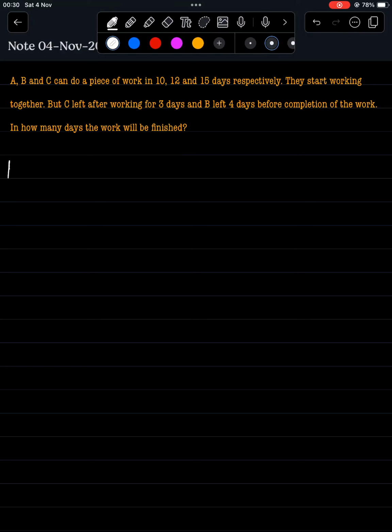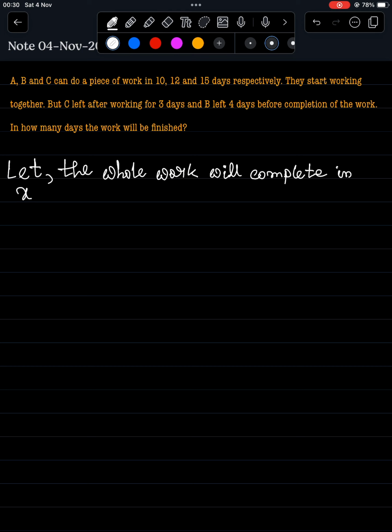Welcome students, today we will solve this problem where A, B and C do a piece of work in 10, 12 and 15 days respectively. We are asked to find out in how many days the total work will be finished. So at first we assume that the total work will be completed in X days.